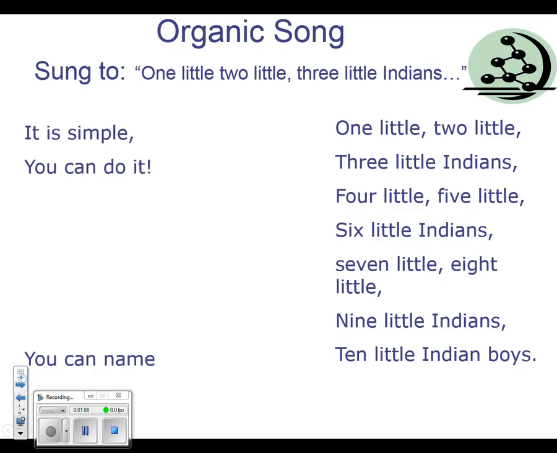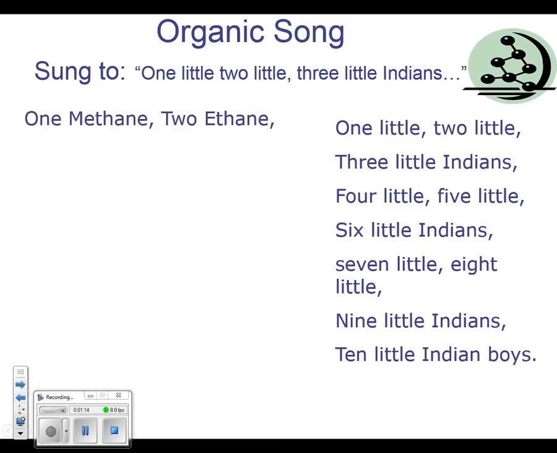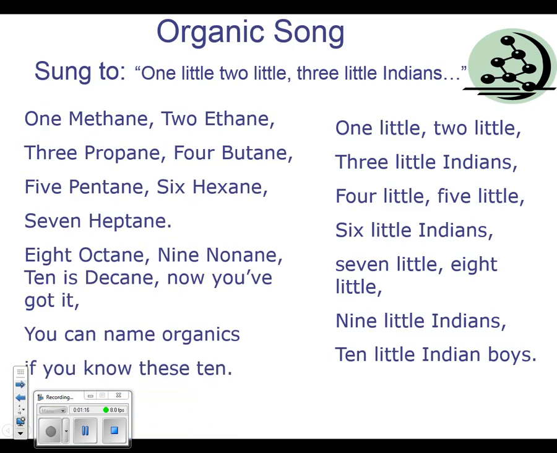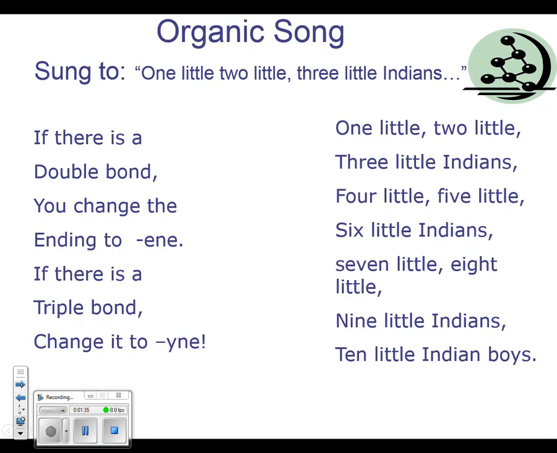It is simple, you can do it, you can name organic compounds. Learn this song, memorize it, then you're on your way. 1 methane, 2 ethane, 3 propane, 4 butane, 5 pentane, 6 hexane, 7 heptane, 8 octane, 9 nonane, 10 is decane. Now you've got it. You can name organic chemicals if you know these 10. If there is a double bond, you change the ending to ene. If there is a triple bond, you change it to ine.